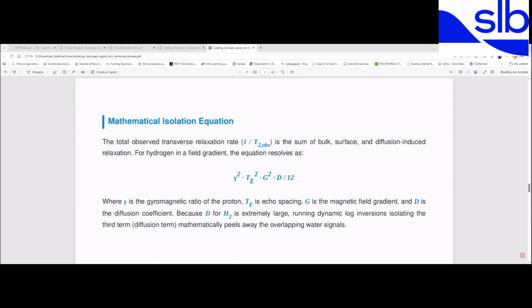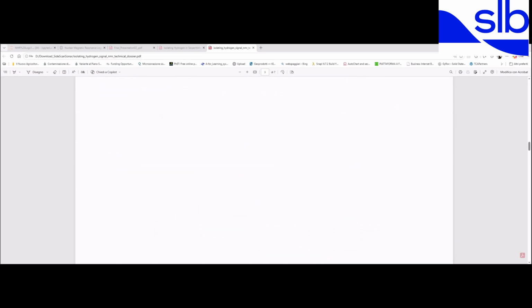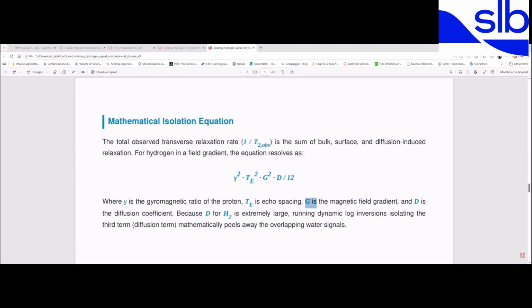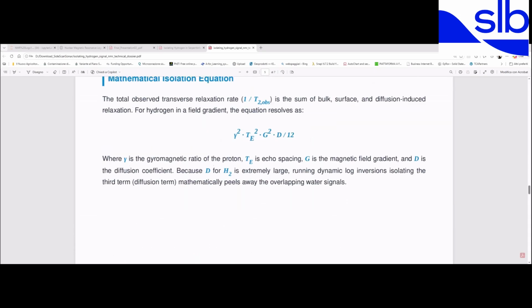Mathematical isolation. You can clearly use mathematical tools. The total observed transverse relaxation rate is the sum of bulk, surface and diffusion induced relaxation for hydrogen in a field gradient. The equation resolves this. Gamma is the gyromagnetic ratio of the proton, TE is the echo spacing, G is the magnetic field gradient. The magnetic field gradient is very important because if you have the presence of magnetite, you are able to isolate these parameters and estimate the contribution of magnetite to this. So it is very important that you develop a new class of nuclear magnetic logs. And D is the diffusion coefficient. D and the second term is extremely large, so by running dynamic log inversion, isolating the third term, diffusion, the mathematics peels away the overlapping water signature.